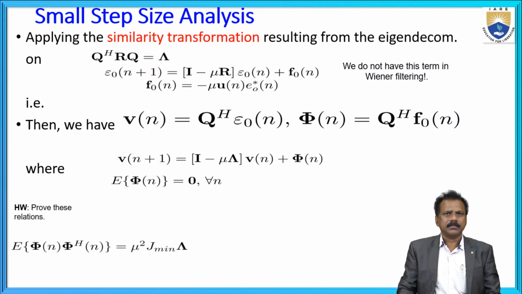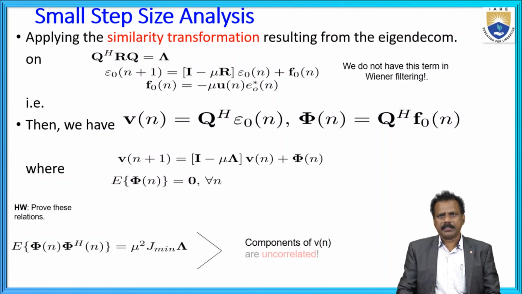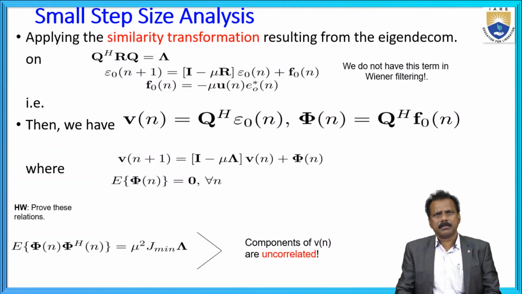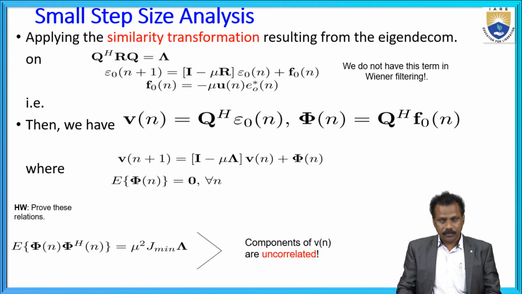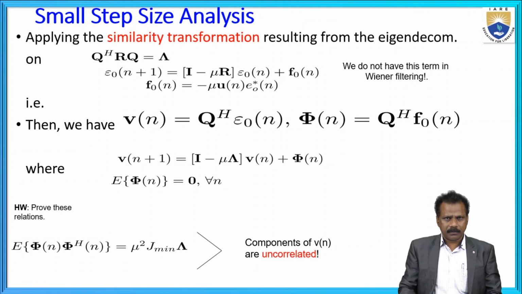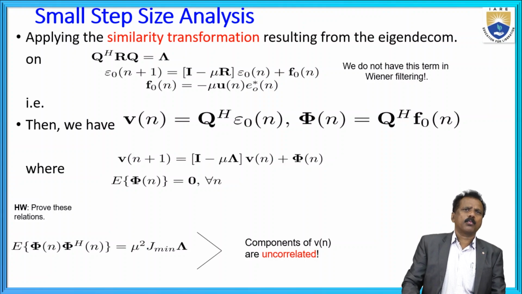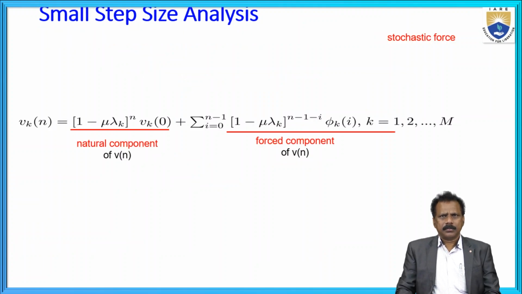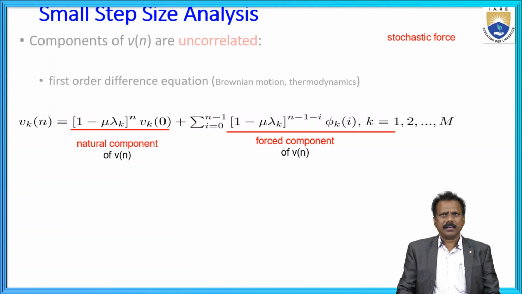If it is possible, use this notation and try to analyze the components of v of n, how their effects are correlated or maybe uncorrelated. We have to prove this using the small step size assumption, maybe related to assumption 1, assumption 2 and assumption 3. Whichever is suitable to your own interest, you can change it and prove this particular relation. So using the same small step size analysis, components of v of n are uncorrelated.